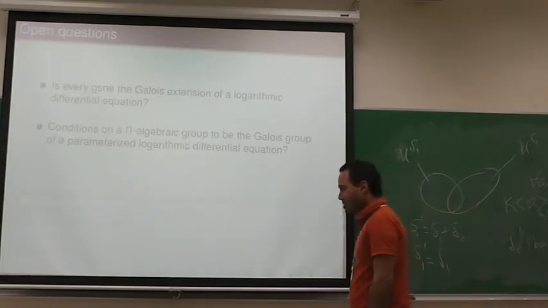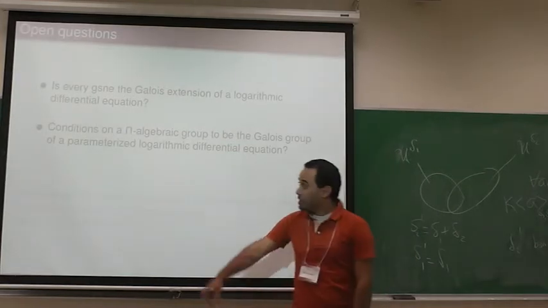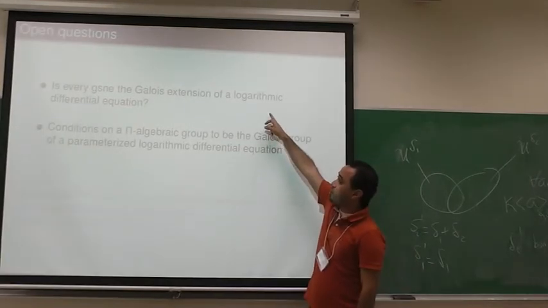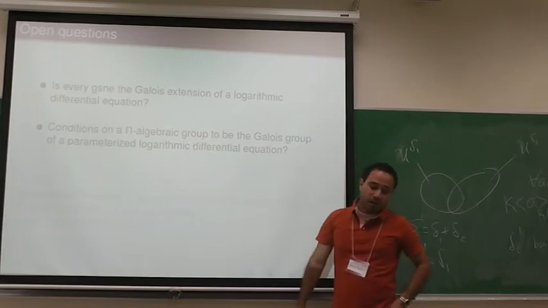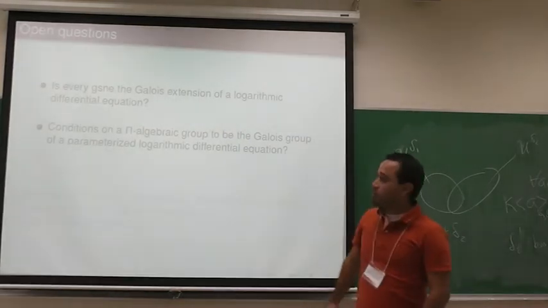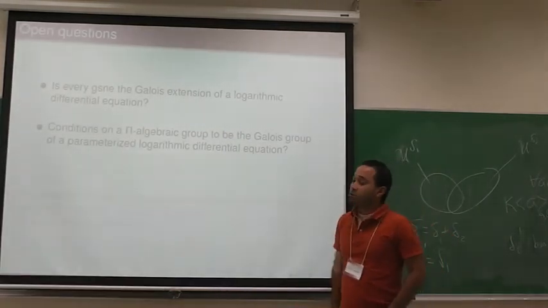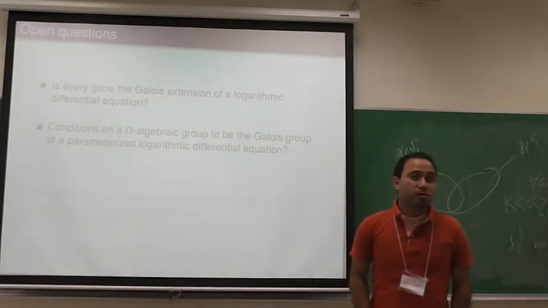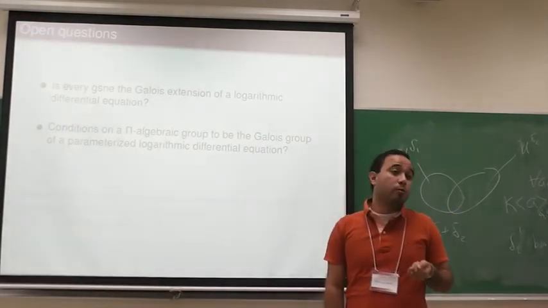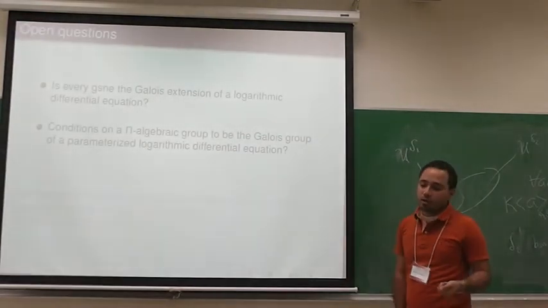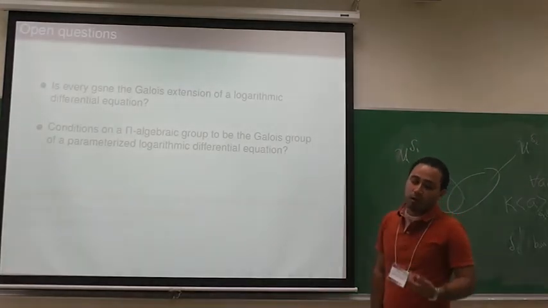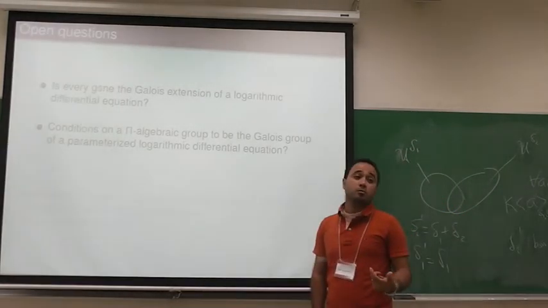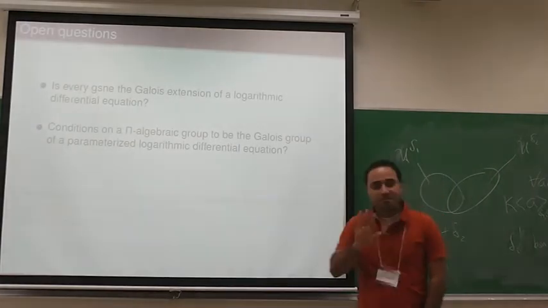I just want to finish with the same questions. We still don't know if every strongly normal extension is the Galois extension of a logarithmic equation, and we don't know conditions on the algebraic group to be the Galois group of a logarithmic equation. It's going to be the Galois group of a strongly normal extension, but how about being the Galois group of a logarithmic equation? That one.